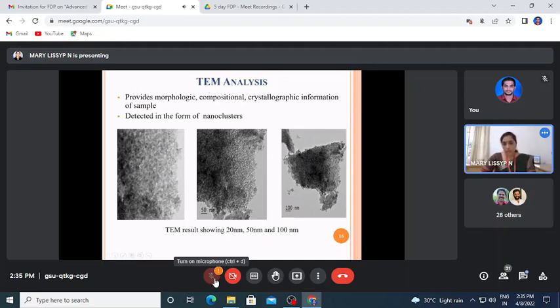Normally, when nanoclusters are formed, it is said that the size of the particle will be mostly in the 0 to 2 nanometer scale. Then only this cluster formation takes place. But there is an advantage: even if nanoclusters are formed, the high adsorption capacity will be increased. So this is TEM analysis to know the morphological characteristics.